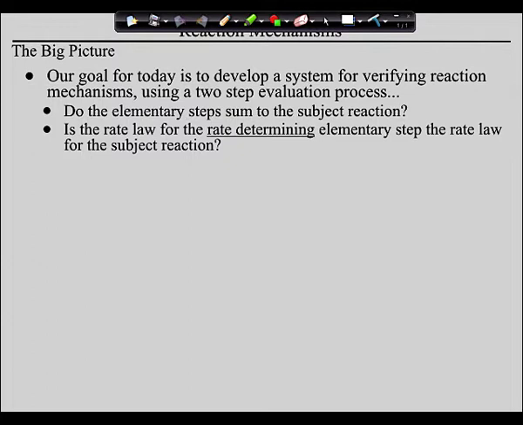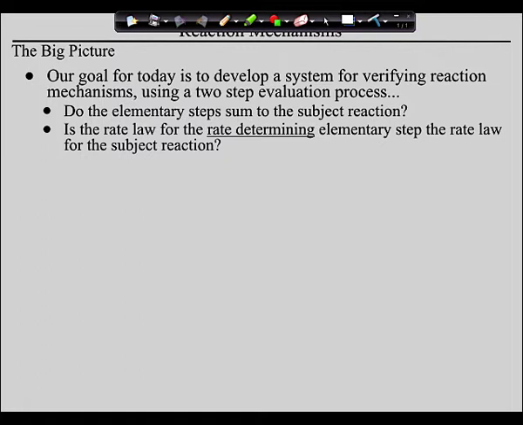Then guys, step number two. This is the second test to verify a mechanism, and it's this. Is the rate law? Think about what a rate law is. Rate is equal to K times concentrations raised to reaction orders. Is the rate law for the rate determining elementary step the same as the rate law for the subject reaction?